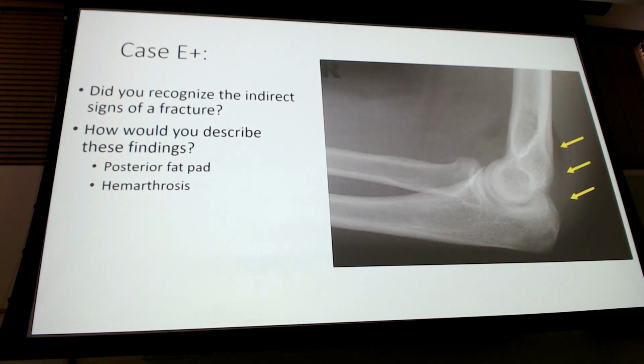There it is. What's that? No, I said I hope they're not obvious. The posterior fat. Sometimes they are, sometimes they're not. Do my best.